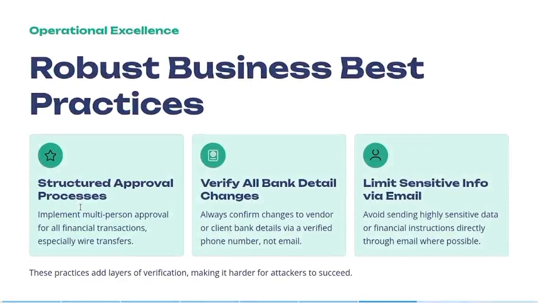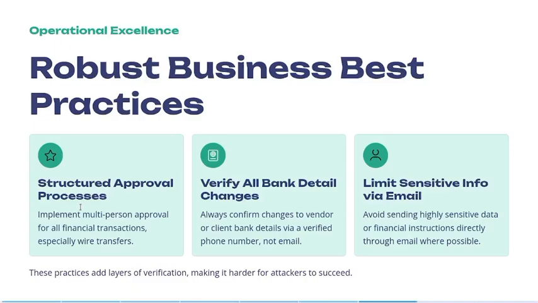Next one, we have robust business best practices. What are the best practices to protect yourself not only from BEC, but from other phishing or social engineering attacks? First of all, you have structured approval processes. Implement multi-person approval for all financial transactions, especially wire transfers, which is what I just finished explaining. It shouldn't be only one person trying to approve or go on with a transaction. It should be two to three people approving a transaction in any company and any situation.